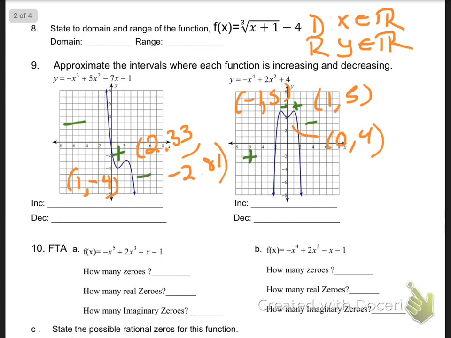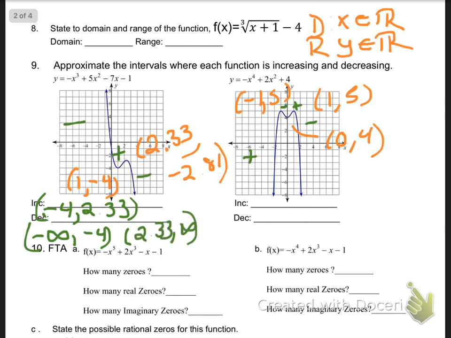And so I'm going to start at, I'm sorry, my pen takes up too much room. Negative infinity to 1, excuse me. That is not where it's increasing. Let me start again. It is increasing from negative 4 to 2.33. Now remember, we only talk about the x's. Where it is decreasing is negative infinity to negative 4, and then it's decreasing from 2.33 to positive infinity. Okay, if you don't remember this, you need to go back and review it.